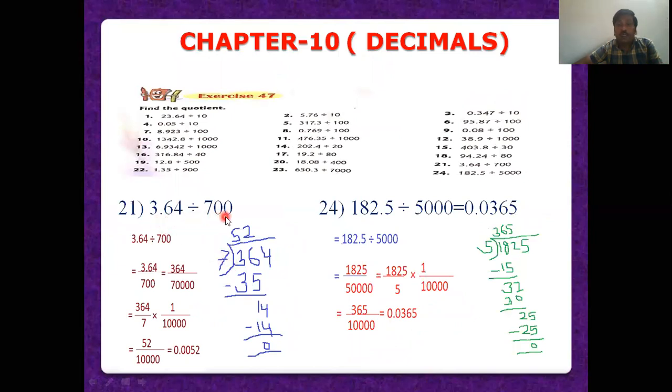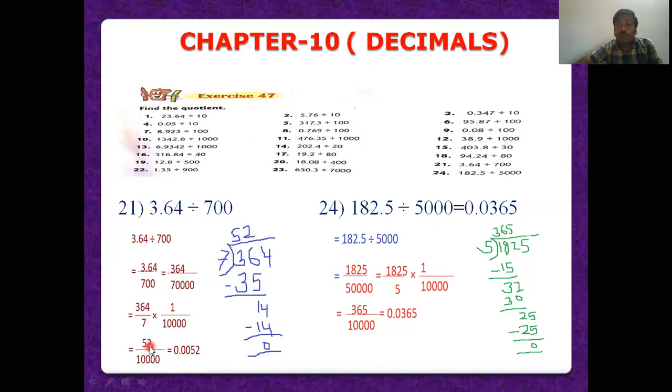Okay. Now here is question number 21. 3.64 divided by 700. Remove this point. How many digits are after this point? Here are two digits. Write the two digits in this way. And now we can separate it 364 by 7 into 1, and here are the 4 zeros. And when we divide 364 by 7, we get 52 as the quotient. Now write 52 and under this 10,000.